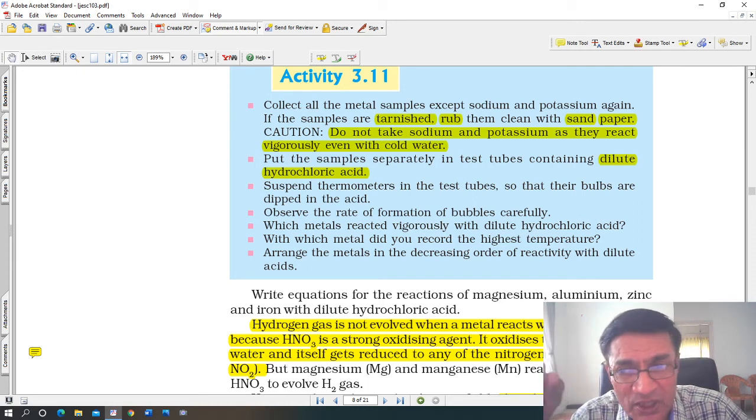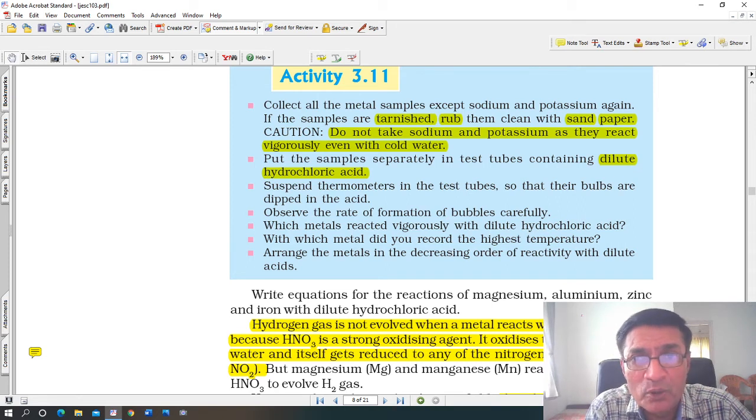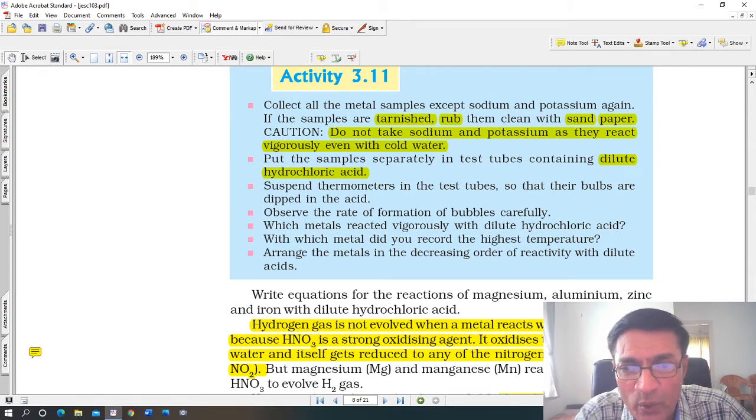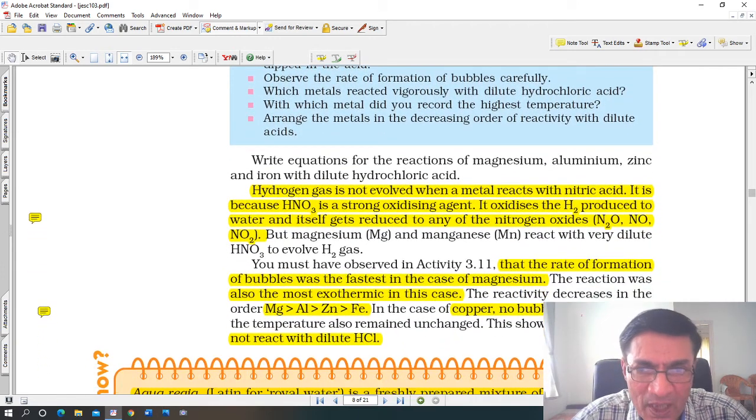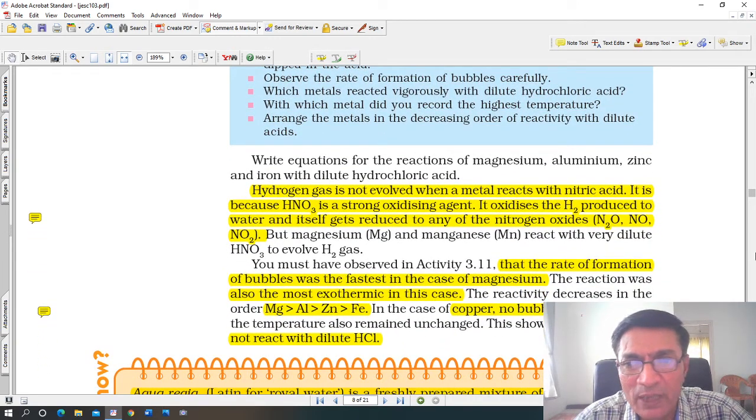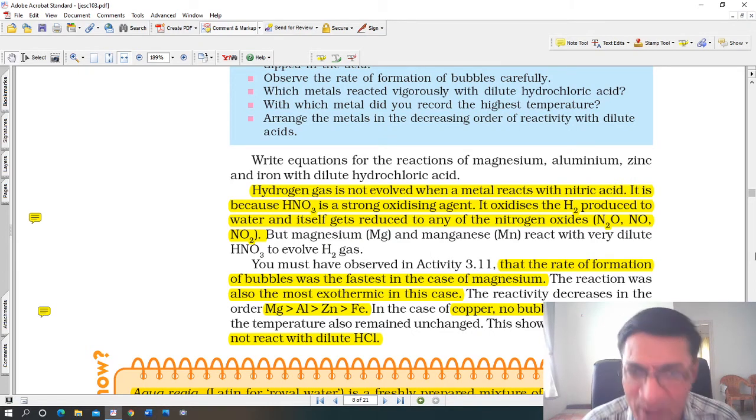Suspend thermometers in the test tube so that the bulbs, the front part of the thermometer where the mercury is, called the bulb, are dipped in the acid. Observe the rate of formation of bubbles. Do the hydrogen gas bubbles form quickly or slowly? Which metals react vigorously with dilute hydrochloric acid and for which metals did you record the highest temperature? Arrange the metals in decreasing order of reactivity with acids. So with oxygen, with water, and now with acid. Write equations for the reaction of magnesium, aluminium, zinc and iron with dilute hydrochloric acid.